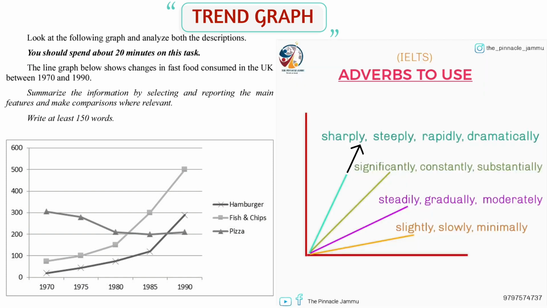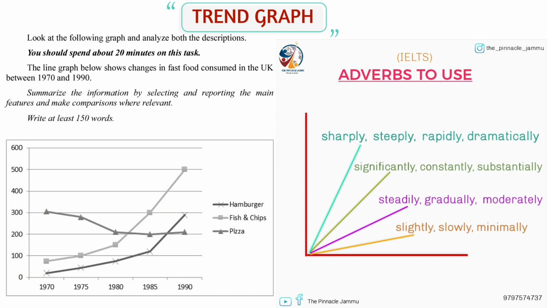If you see this level of increment, the adverbs that you can use are sharply, steeply, rapidly, dramatically. अगर इस लेवल का इंक्रीमेंट आपको दिख रहा है तो आप जो एडवर्ब्स यूज़ कर सकते हैं that is significantly, constantly, substantially. इस लेवल के इंक्रीमेंट पे you can use steadily, gradually and moderately. If the level of increment is of this type, then you can use slightly, slowly and minimally. Right?